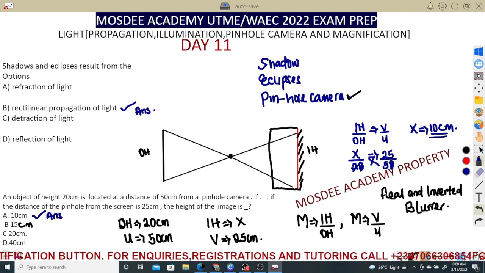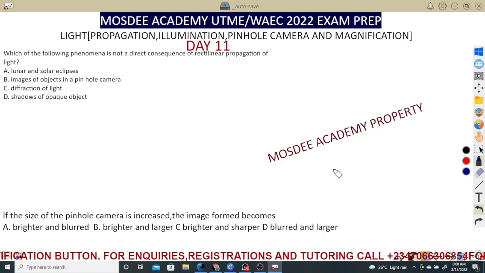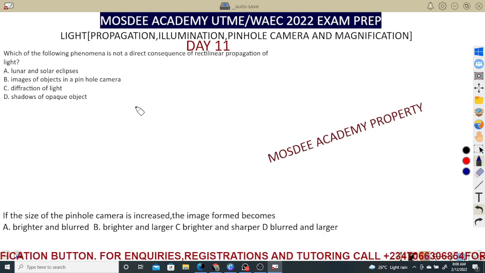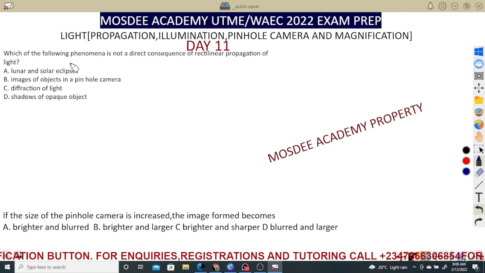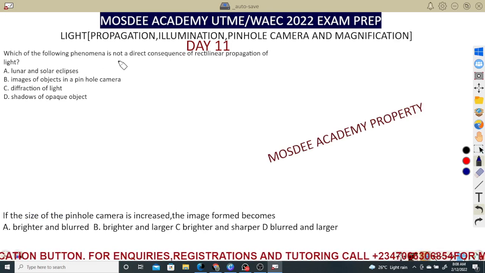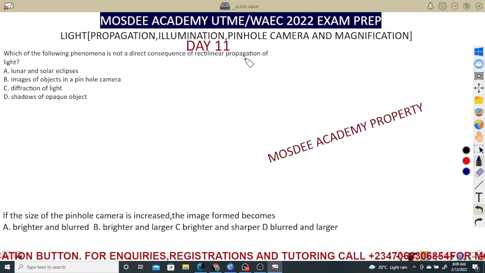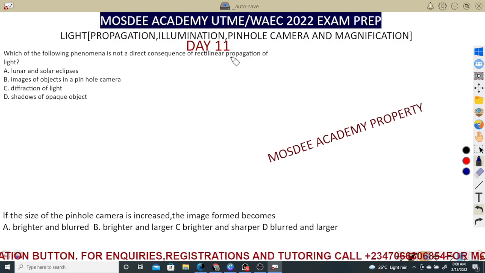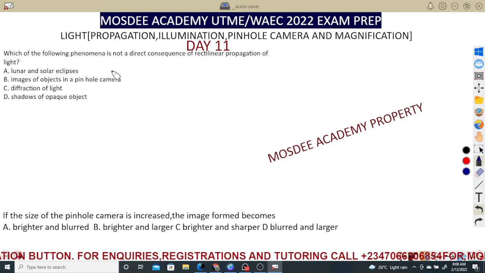So let's move to the next one. This is just an introductory part to light, so I don't think it is going to be too difficult for us to understand. The third question: which of the following phenomena is not a direct consequence of rectilinear propagation of light? That is, the ability of light to travel in a straight line.